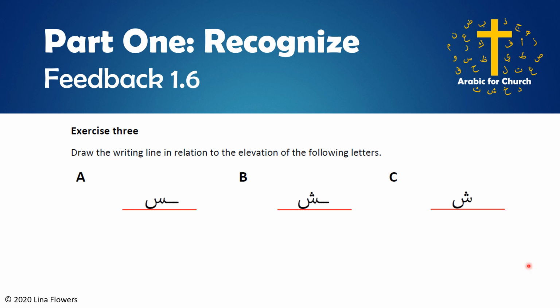So in exercise 3, you can see that letters seen and sheen, whether connected or not, they follow the same elevation pattern as the letters we learned in 1.5, letters Ra and Zai. So you can see that the connector is above the line to allow space for the snake charmer's basket. And this is according to Al-Ruqa writing style, should you decide to learn how to write. Al-Ruqa writing style is more popular, and I'm going to show you why it's more popular for handwriting.